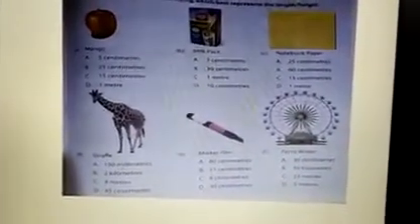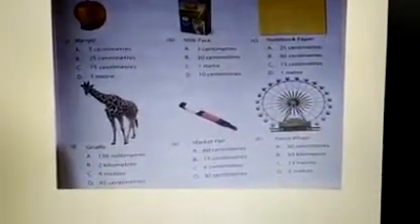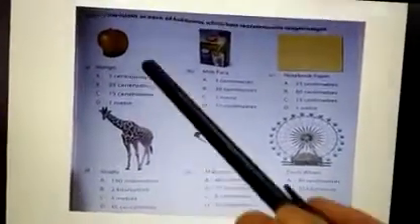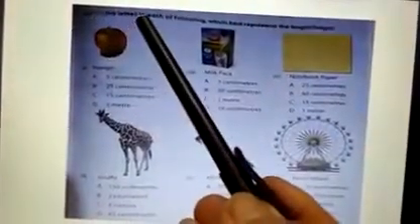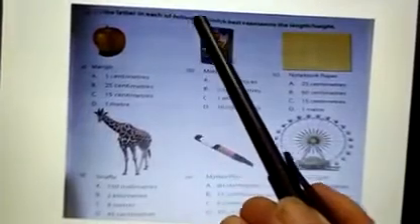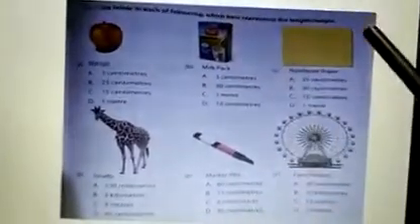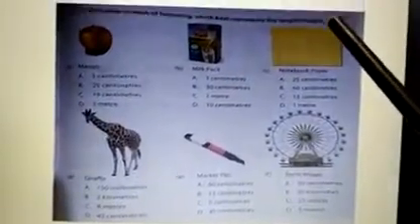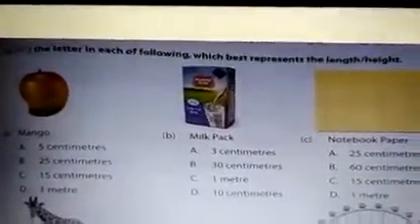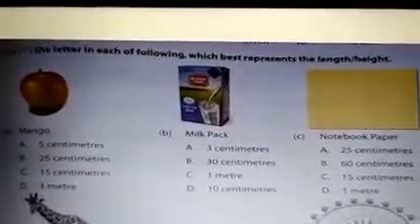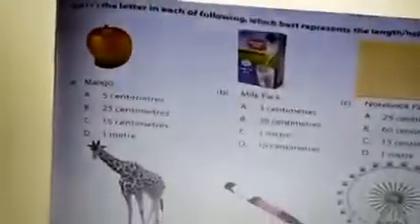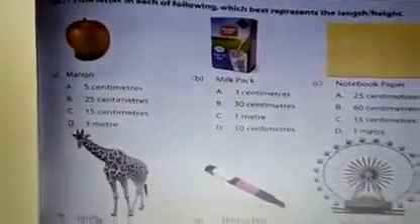Next questions in your book. Can you see? Tick the letter in each of the following. Which best represents the length or height? That we have to find out. Tick the letter in each of the following. So here we will put a tick mark. Now first question, can you see?